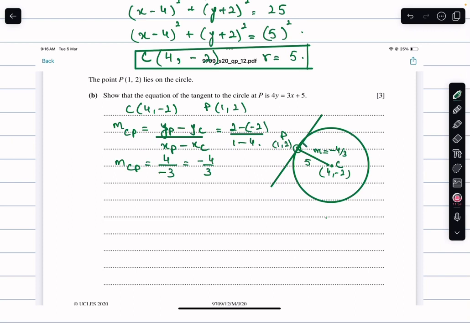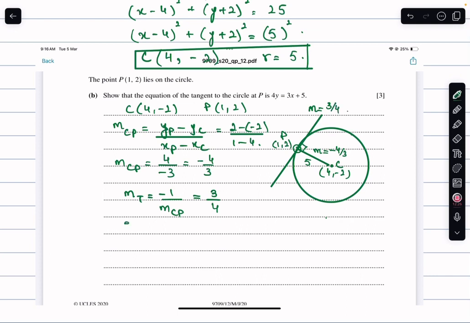Radius and tangent being perpendicular to each other, meaning CP and the tangent are perpendicular to each other, therefore I know the relationship that the gradient of the tangent should be equal to the negative inverse of the gradient of CP. That means this gradient should be 3/4 here. So I have the gradient of the tangent, which is 3/4.